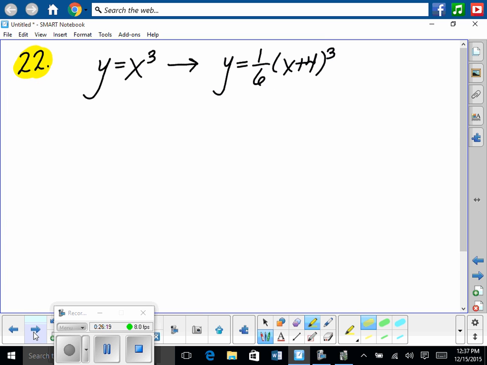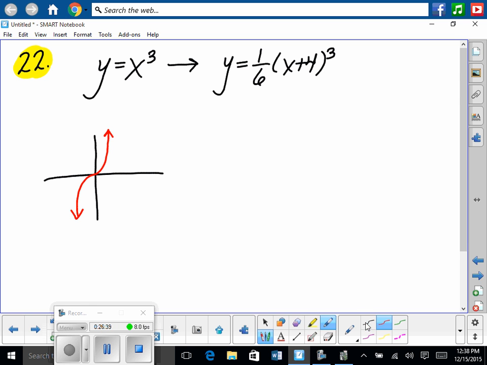Okay, number 22. We're asked, from the parent function y equals x cubed. Remember, parent function means non-shifted function. It hasn't moved anywhere. Well, that looks like this. So our parent function is non-shifted function. So if you graph that in your graphing calculator, you'd see it looks something like this.